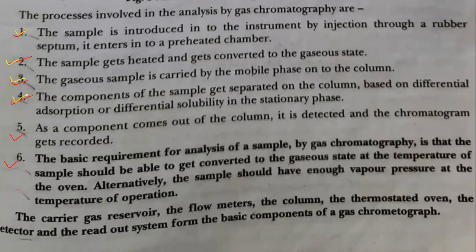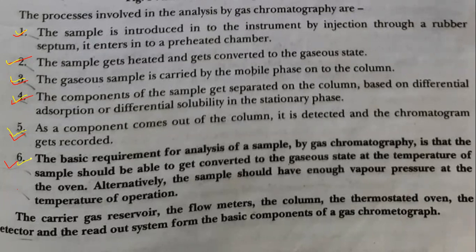Then the components of the sample get separated on the column based on differential adsorption if the stationary phase is solid, or differential solubility if the stationary phase is liquid. As the components come out of the column they are detected, and then the chromatogram is recorded. So the basic requirement for analysis of a sample by gas chromatography is that the sample should be able to get converted to the gaseous state at the temperature of the oven. Alternatively, the sample should have enough vapor pressure at the temperature of operation.